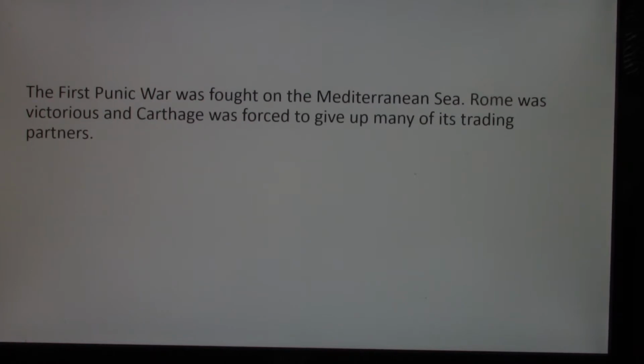Rome began to pressure Carthage to give up its trading forces. When Carthage refused, we fight the First Punic War. Now, the First Punic War was mostly a sea battle, and it showed the might of Rome on the sea, and Rome was victorious. Carthage was forced to give up some of its trade.